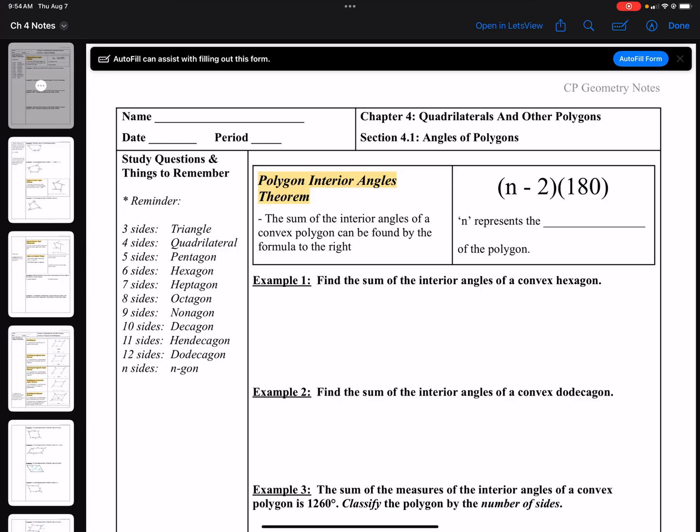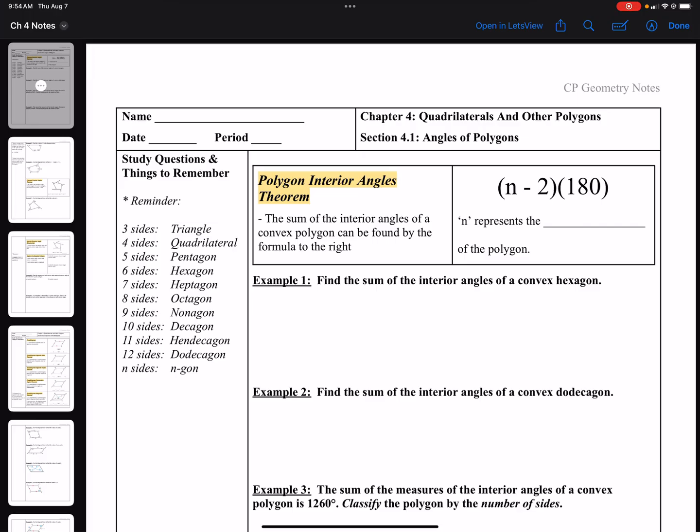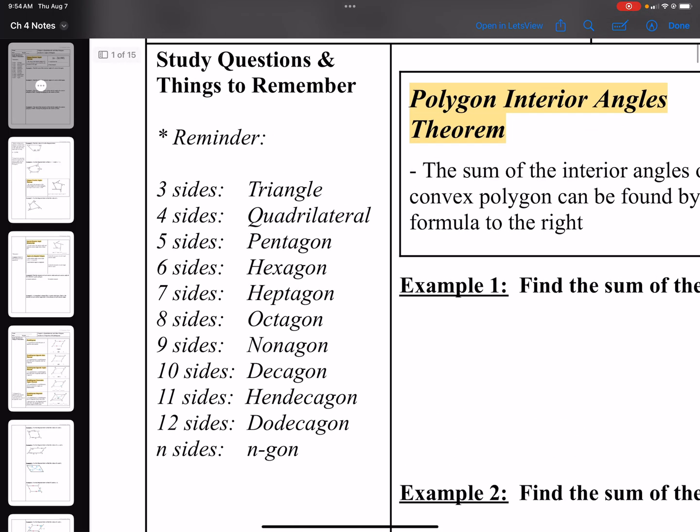Chapter 4, Quadrilaterals and Other Polygons, Section 4.1, Angles of Polygons. In the last unit, we saw that the interior angle sum of a triangle is 180 degrees. Does that apply to other figures? No, it doesn't. We're going to see how we can figure out what the interior angle sum is based on a nice, easy theorem. Quick reminder, it'll be in your best interest to refresh yourself on the names of these figures because how many sides is quite important.